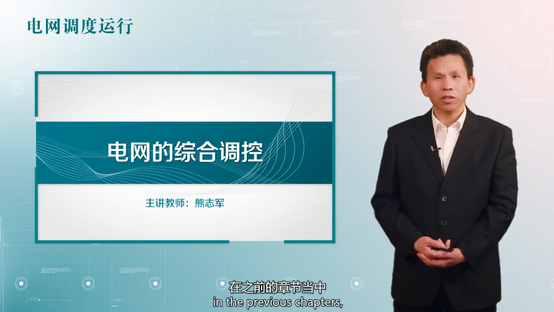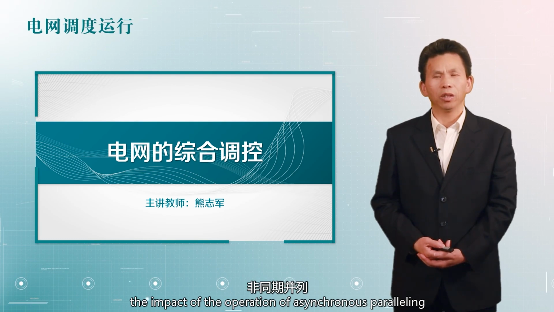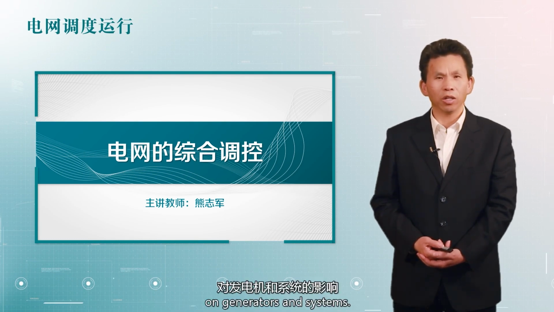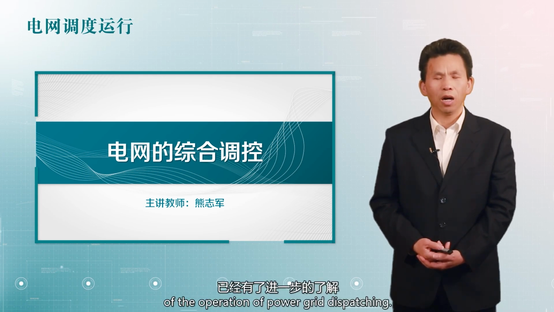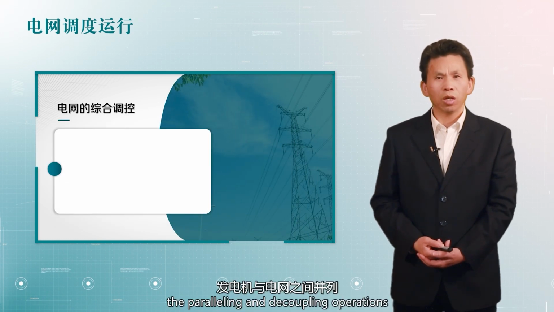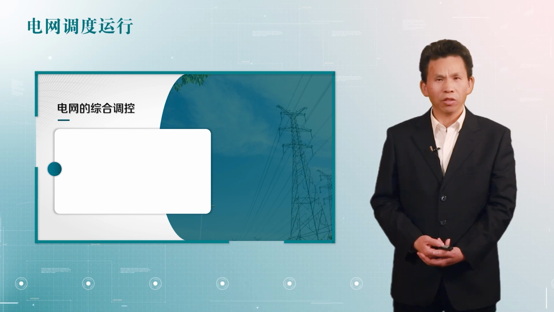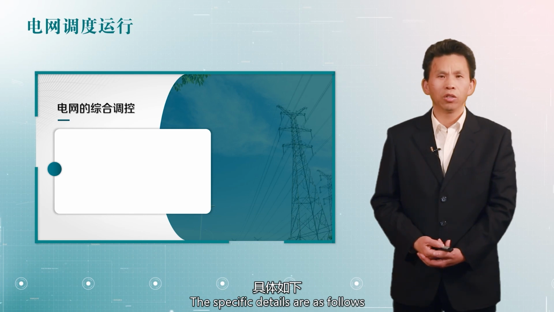Hello everyone. In the previous chapters, we learned about the impact of the operation of asynchronous paralleling on generators and systems. I believe everyone has a further understanding of the operation of power grid dispatching. This chapter focuses on learning the paralleling and decoupling operations between the generator and the power grid. The specific details are as follows.